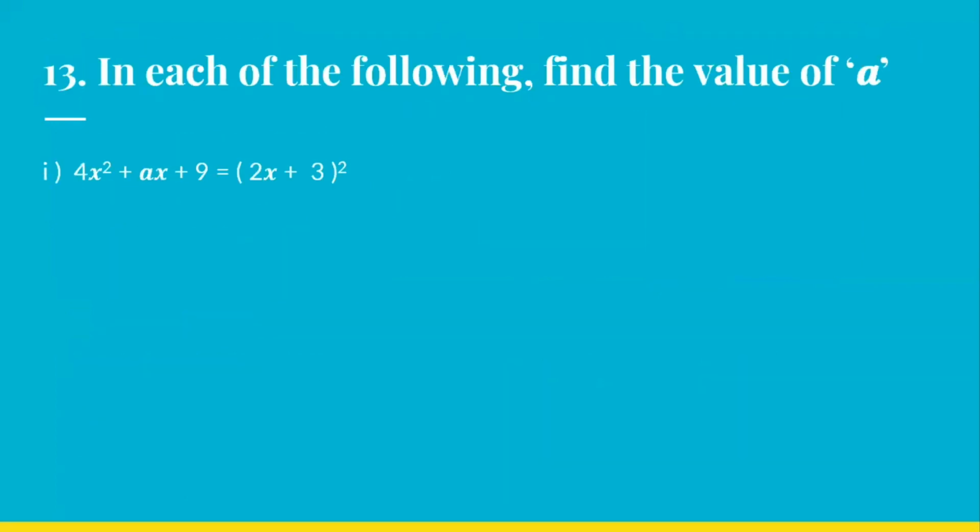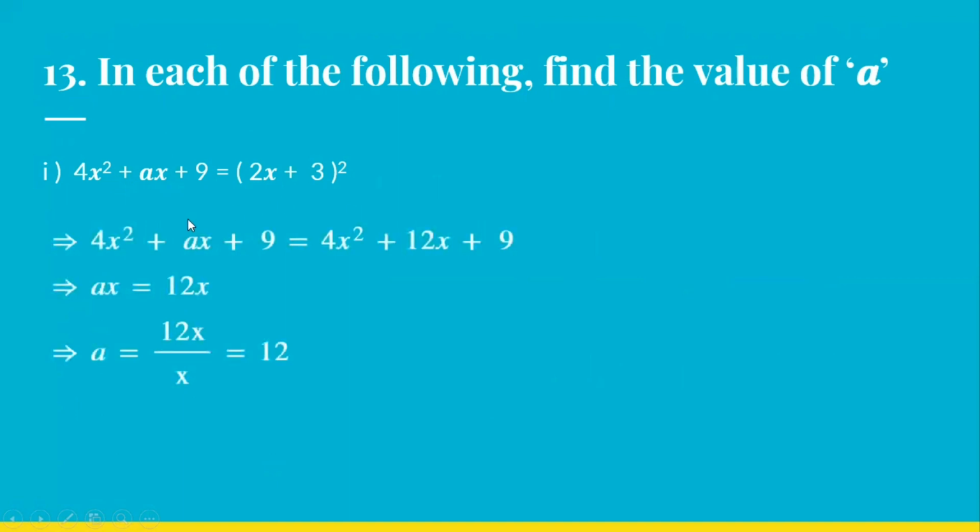Question number 13. In each of the following, find the value of a. This is the easiest part of the exercise. You have 4x square plus ax plus 9 is equal to 2x plus 3 the whole square. We expand this using a plus b the whole square is a square plus 2ab plus b square. So we get 4x square, that is 2x the whole square, plus 2ab, that is 2 into 2x into 3, plus b square, that is 3 square. 2 times 2 is 4, 4 times 3 is 12. This is how you get 12x, and this has 9.